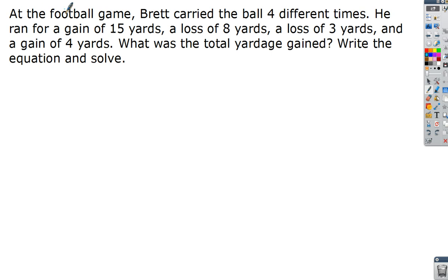So, at the beginning of the football game, Brett carried the ball 4 different times. This 4 doesn't really mean anything. It's just telling us how many numbers we're going to be using in our problem. So I'm going to cross this out so I don't even think about that number. Then it says he ran a gain of 15 yards. Think about what the word gain means. It's going to be plus or minus? Plus. So we'll have a positive 15. Then we have a loss of 8 yards, a loss of 3 yards, and a gain of 4 yards.